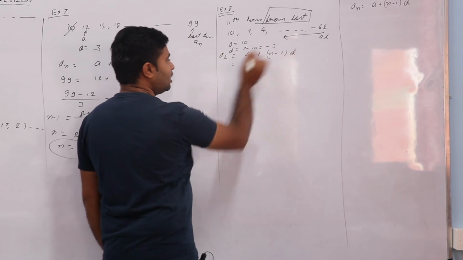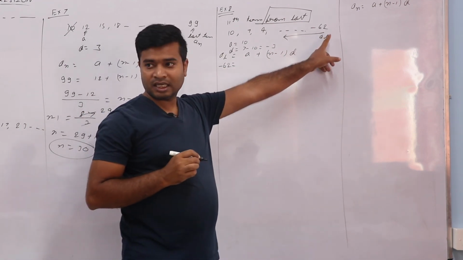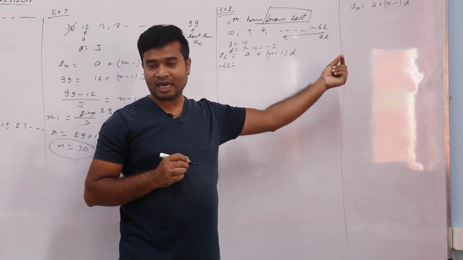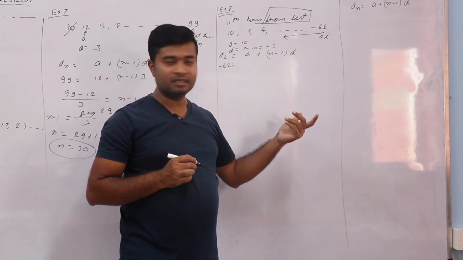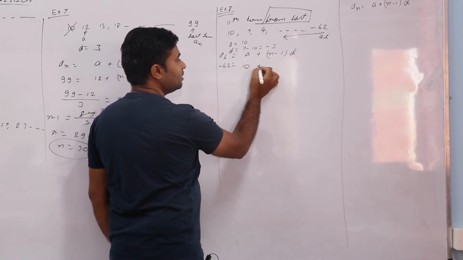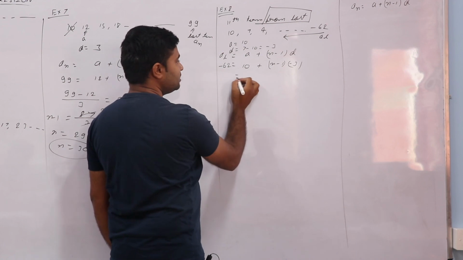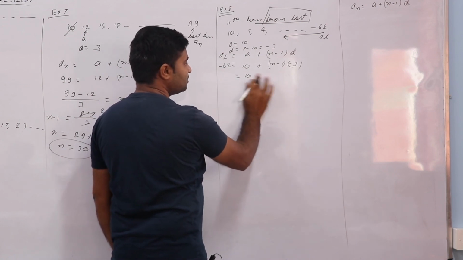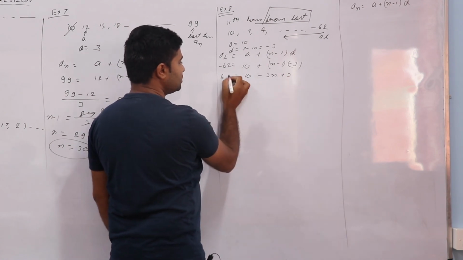So AL, how much? Minus 62. Either you write AL or simply L, the last term. So A is 10, plus (n minus 1) into D, and D is minus 3. Simplify: 10 minus 3n plus 3 is equal to minus 62.